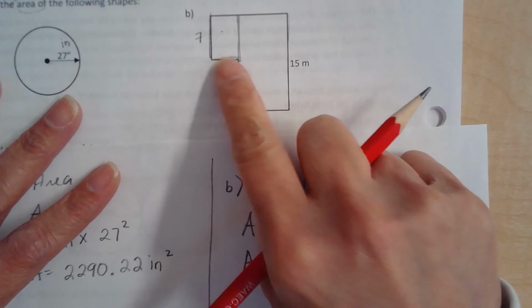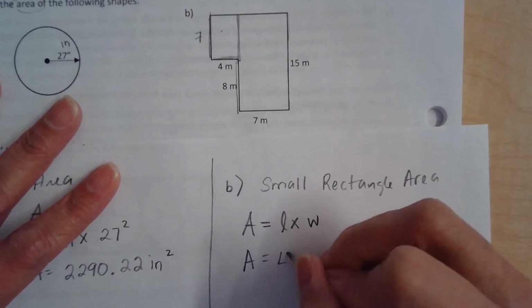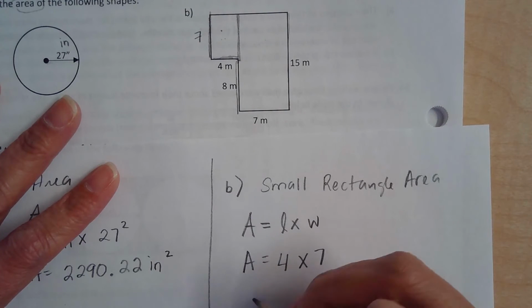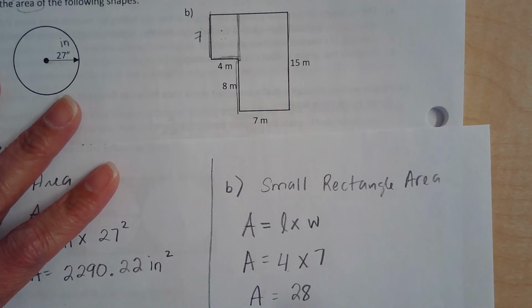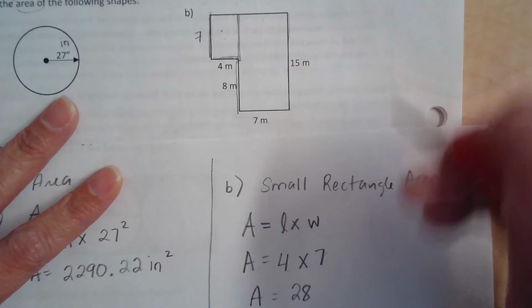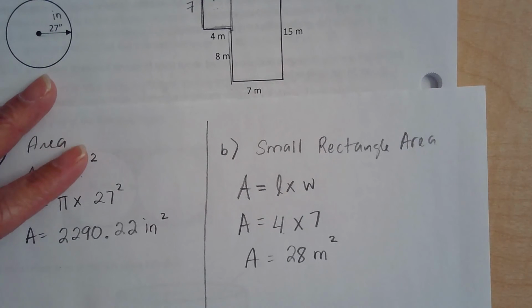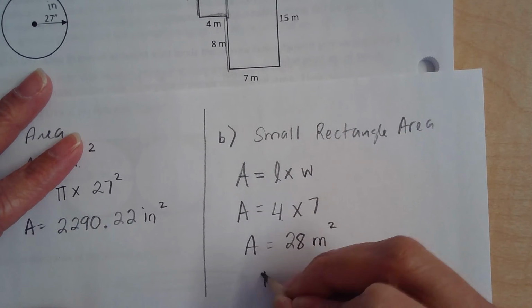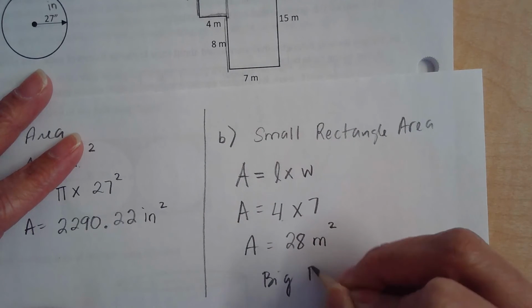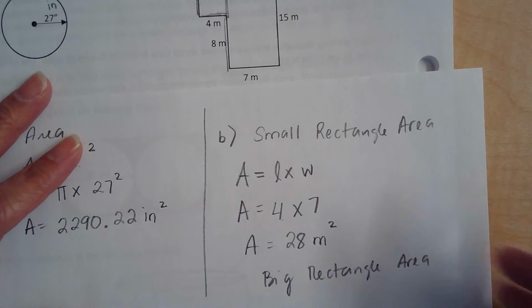So length would be 4 times 7. Area would be 28. And because we're talking about area, what's the unit? The unit is meters. Meters square, or square meters. Okay? Now we're going to do the big rectangle, the area of that.